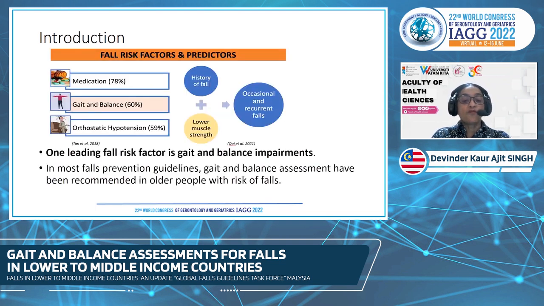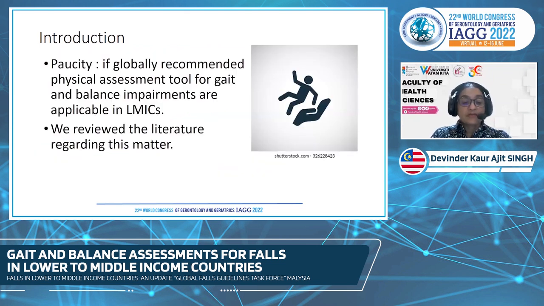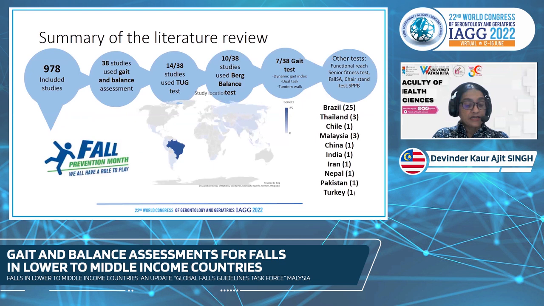It's noteworthy that one of the leading fall risk factors is gait and balance impairments. Thus, in most falls prevention guidelines, gait and balance assessment have been recommended for older people with risk of falls. However, there's paucity of evidence if globally recommended physical assessment tools for gait and balance impairments are applicable in low to middle income countries. We reviewed literature regarding the best physical assessment tool for gait and balance impairment among older persons in low to middle income countries.